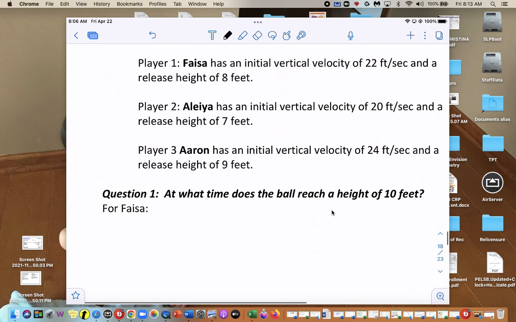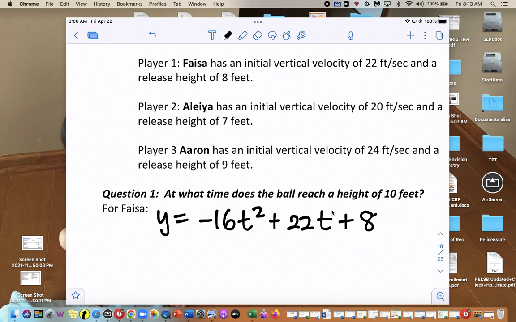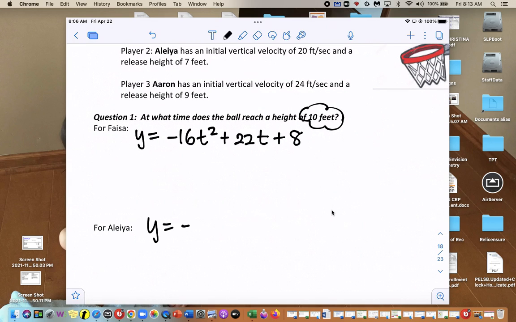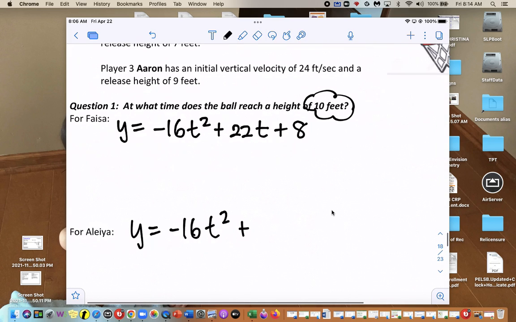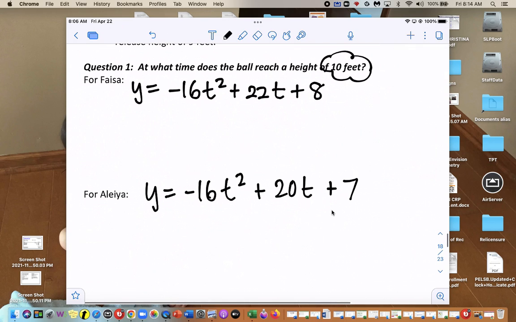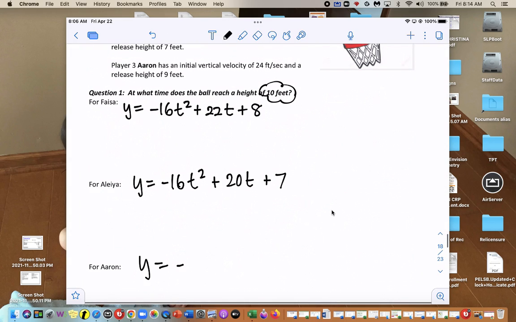So for Feza, I'll just put y equals, you can put h of t equals. We have negative 16 t squared for all of them, because that's gravity. But her initial vertical velocity is 22 feet per second and a release height of 8. So here's the equation. When it reaches a height of 10 feet, set it equal to 10, get 0 on one side, use quadratic formula. For Olea, again, negative 16 for gravity. She has a vertical velocity of 20 feet per second and an initial release height of 7 feet. And for Aaron, same starting value, negative 16t squared, vertical velocity 24t, and a release height of 9.